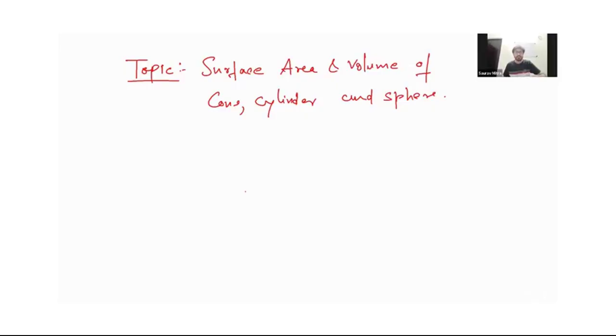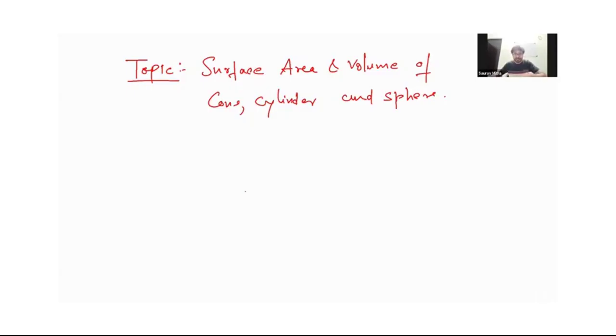Today's topic for the session is surface area and volume of these three figures: cone, cylinder and sphere. So we will discuss their surface area and volume one by one. We will see how to calculate their surface area and volume one by one. So let's start the session.